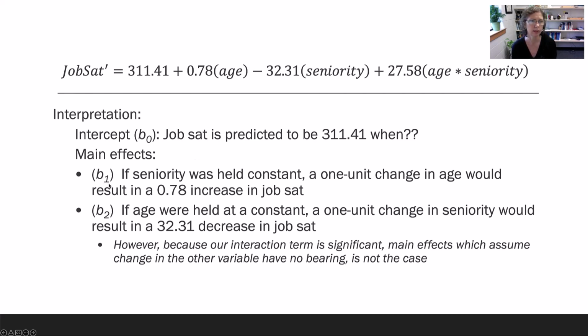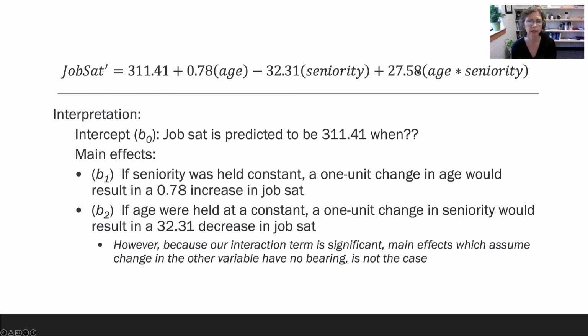B sub 1 is our main effect for age, right? So if seniority was held constant, a 1 unit change in age would result in a 0.78 increase in job sat. And then same for B sub 2 here. If age were held constant, so if there were no changes in age, a 1 unit change in seniority would result in a 32.31 decrease, because of the negative, in job sat.